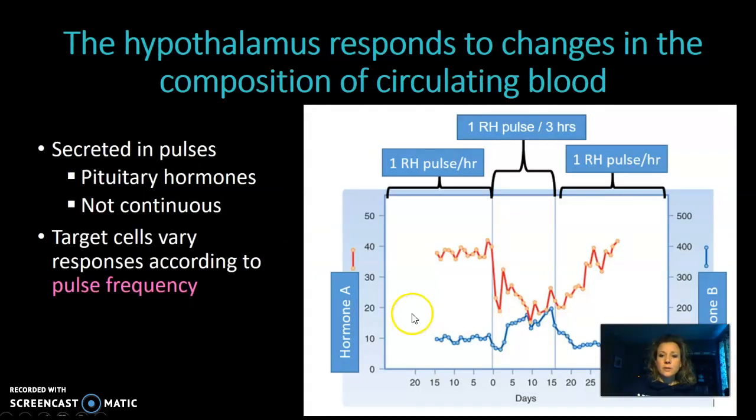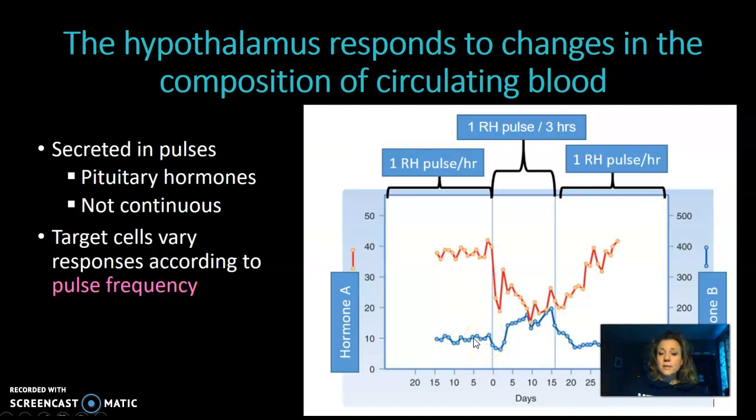So the inhibiting and releasing hormones from the hypothalamus are not released in a constant stream. Instead, they are released in pulses. And it's the frequencies of these pulses that stimulates various groups of cells in the anterior pituitary gland to respond to those hormones. So as you can see on this graph, I've got one releasing hormone pulse per hour, and hormone A at that frequency is released at a high level, while hormone B is released at a low level.